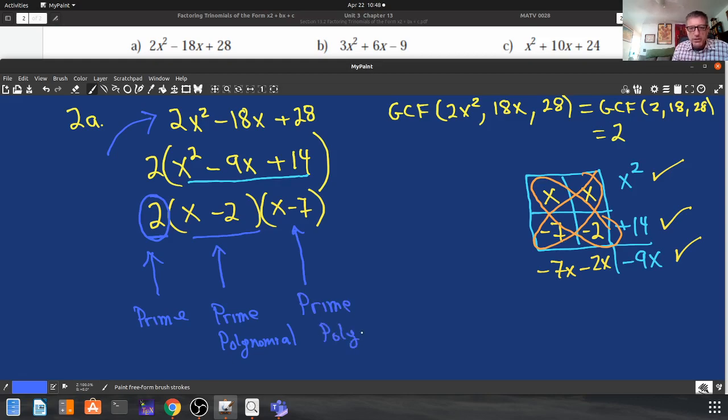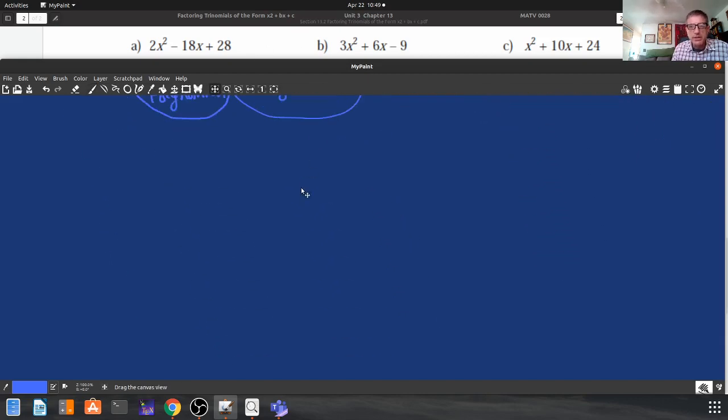So what we just did, and what we do in every case when we factor polynomials, the only exception is this number out here at the front need not be prime. The GCF could have been 4, for example. But the polynomials, we're going to factor it into the product of two prime polynomials. So let's look at the next example.